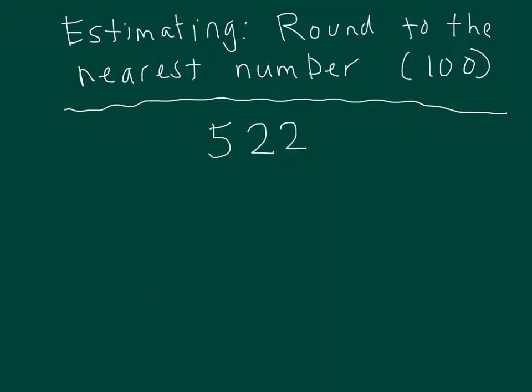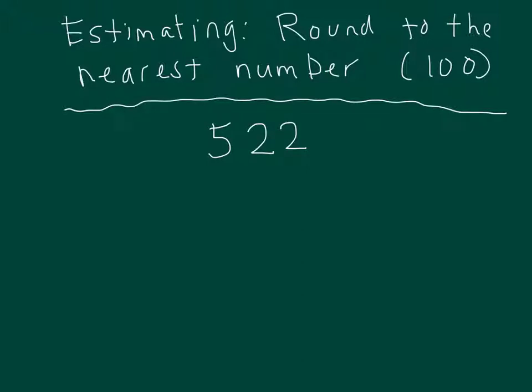522. Now, remember when we're rounding, we want to turn it into a number that's really easy to use. It's only an estimate, it's not the exact answer. Alright, so the two ways to do it. First of all, we're looking at the 100 place, and that's what we're going to round to here. The other two digits are going to turn to zeros because we want an easy number to work with.